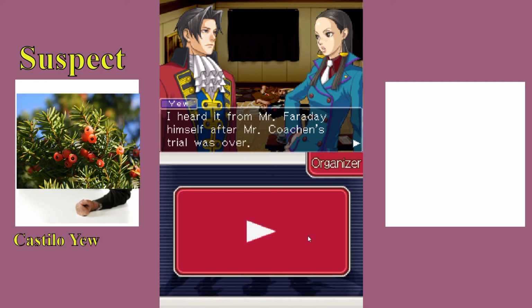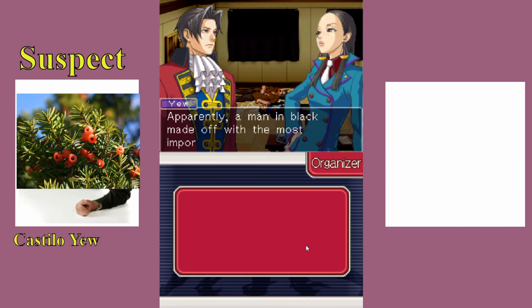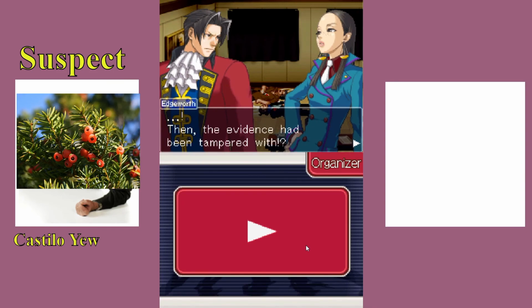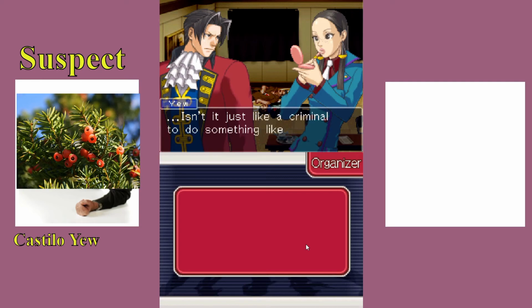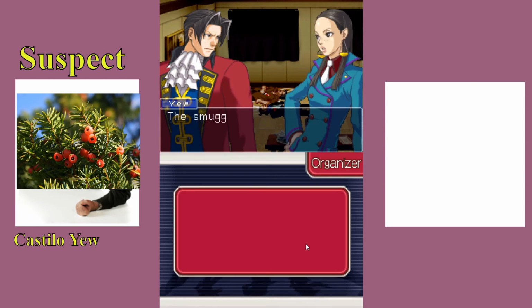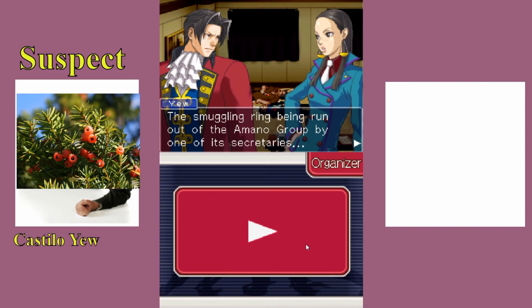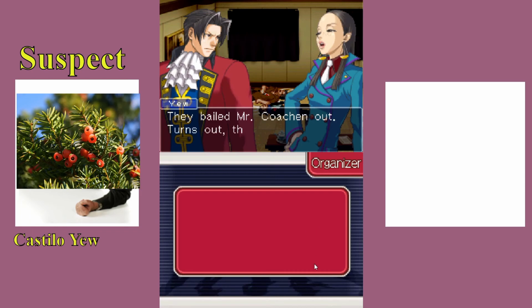I heard it from Mr. Faraday himself after Mr. Cochin's trial was over. Apparently, a man in black made off with the most important piece of evidence. Then, the evidence had been tampered with. Isn't it just like a criminal to do something like that? The smuggling ring had been run out of the Yamano group by one of his secretaries. I mean, we know it wasn't one of the secretaries. We also know there was a corrupt prosecutor, so maybe the prosecutor stole it and blamed it on the thief. They bailed Mr. Cochin out. Turns out they were in league with each other all along.